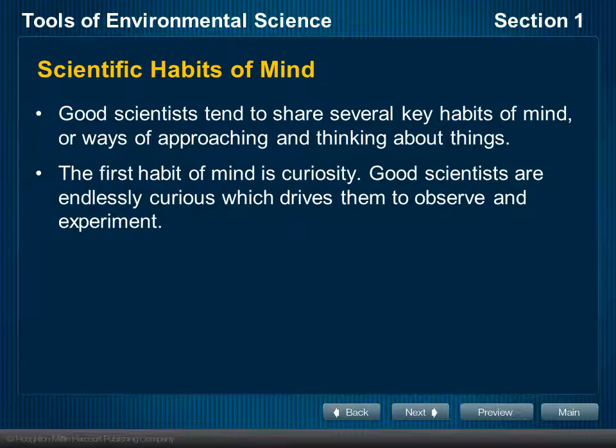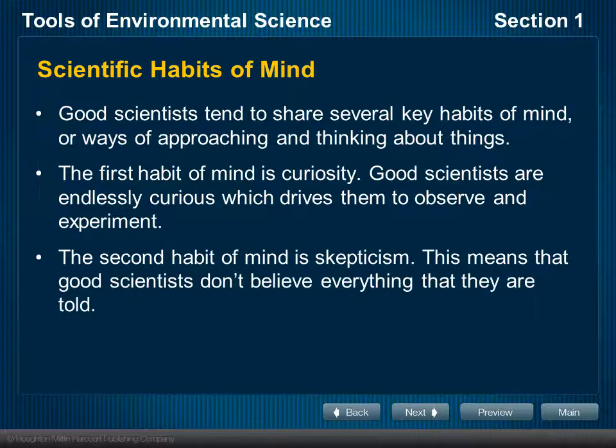The first, a good scientist needs to be curious. Curiosity is important. Good scientists are constantly asking questions. Well, why does this happen this way? How does this work? And curiosity is really important.